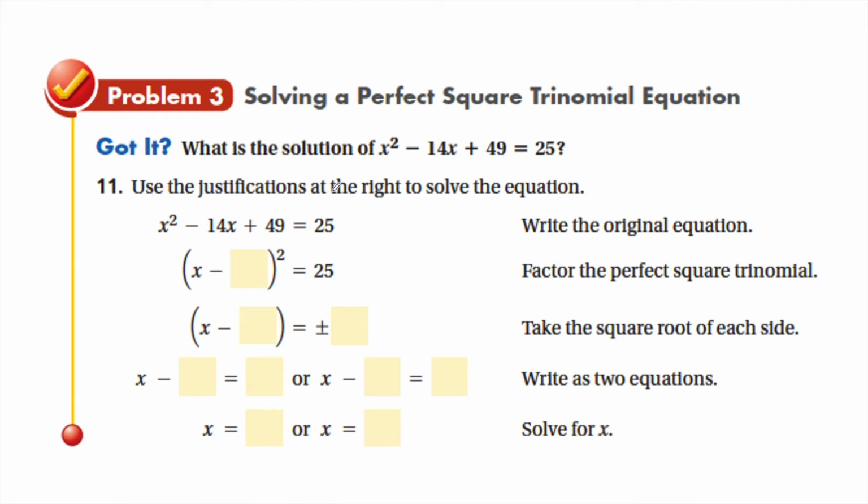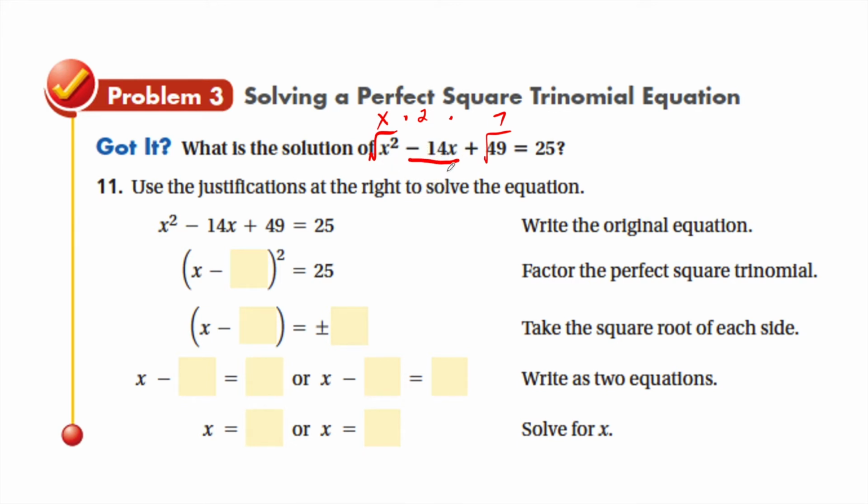Solving a perfect square trinomial equation. So problem number 3. What is the solution of x squared minus 14x plus 49, which equals 25? I notice that the x squared and that 49 are both perfect squares, and if I take the square root of both of them, I'll get an x and a 7. If I multiply those two together and multiply everything by 2, you'll end up getting that 14 is sure enough in the middle, and that works.